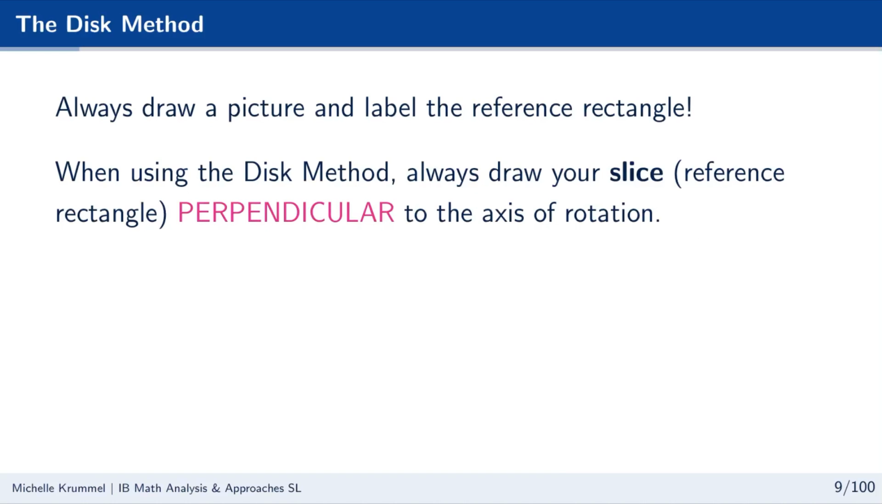When you're using the disk method, you always want to draw your picture. You always want to label your reference rectangle. It seems like an extra step, but it's really important in helping you to set up the problem correctly. And when you're using the disk method, make sure when you draw your rectangle that it's always perpendicular to the axis of rotation. That's the key to setting up the disk method properly. Your rectangle has to be perpendicular to the axis of rotation.